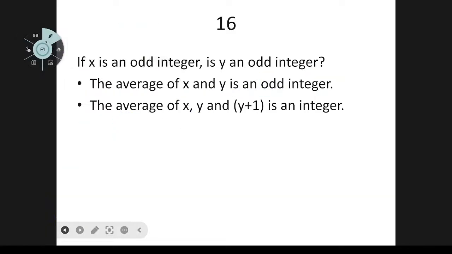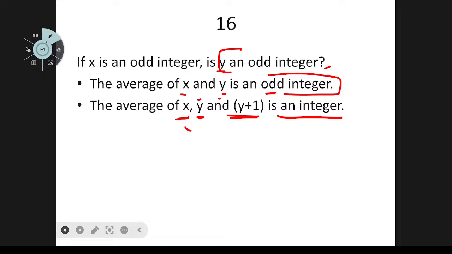What about the second statement? The average of x, y and y plus 1 is an integer. So I should only take the values where the average will make it an integer. Other values I should not take. And then I should check whether y is odd or not. Satisfying this condition, I should check whether it is an integer or not. Satisfying this condition, when I checked, I understood that y is definitely odd. Now I have to satisfy this condition.